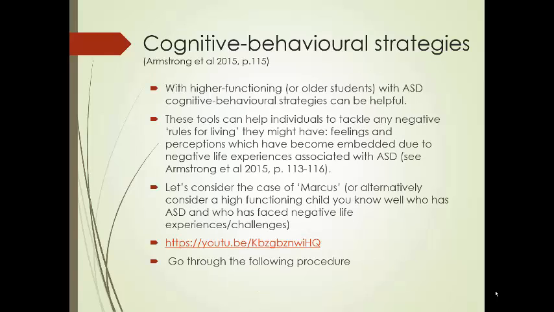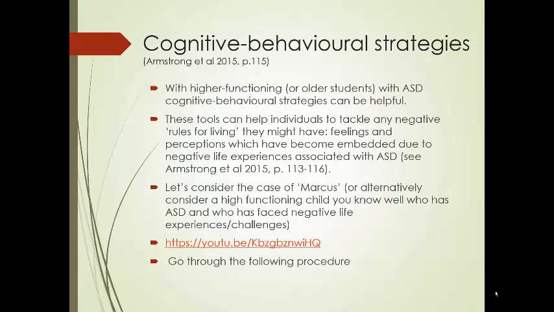So here's also, with all the students, cognitive behavioural strategies, so strategies they can teach themselves to understand their behaviours, could be useful here. And my own book, Armstrong et al. 2015, pages 113 to 116, is useful here. It discusses some of these cognitive behavioural strategies which we can use and gives examples of how we might use them. Remember, of course, that we can use these with a wide range of children too.